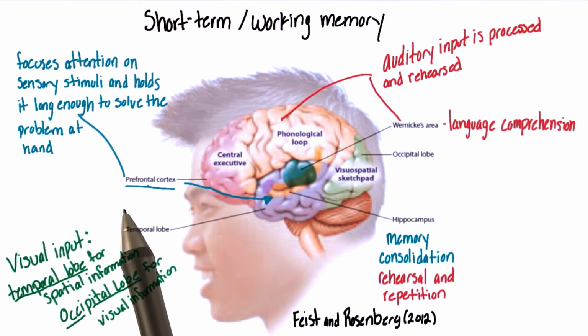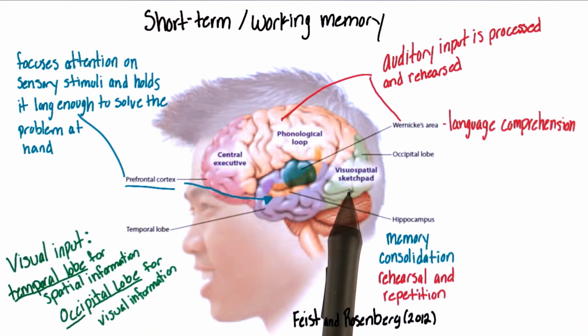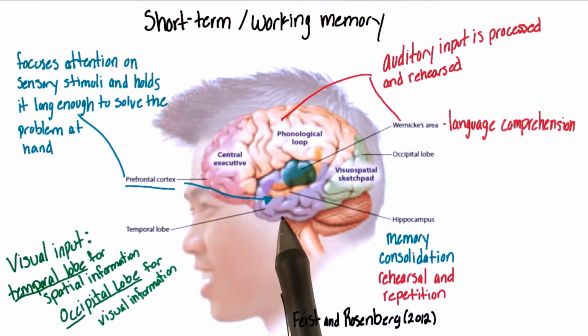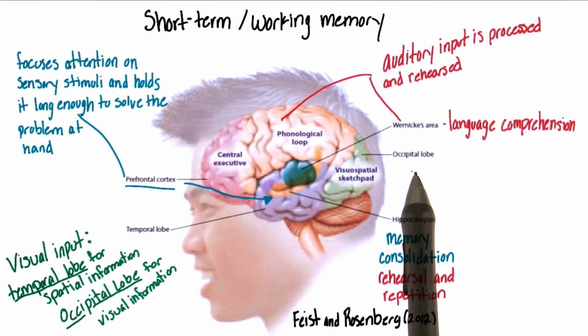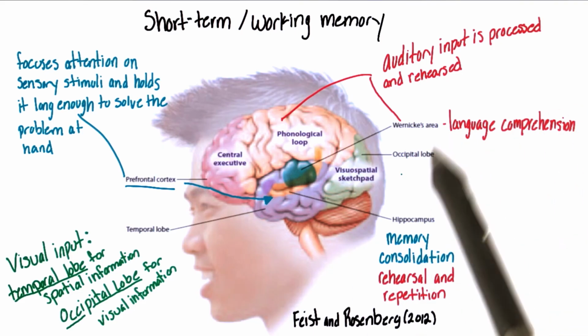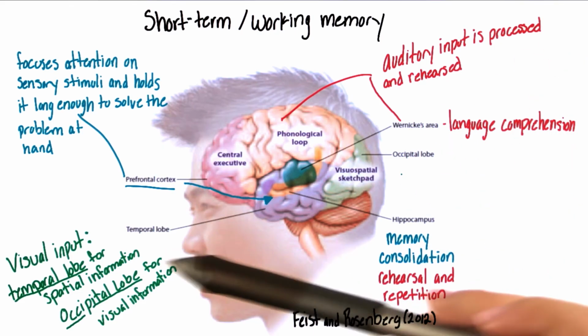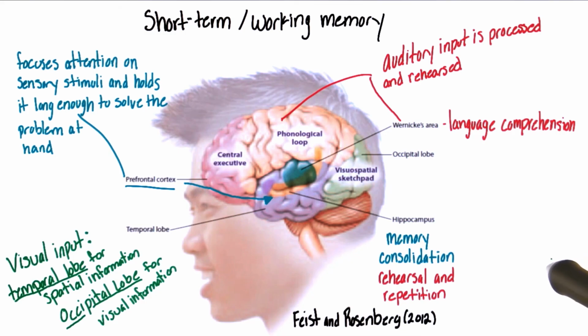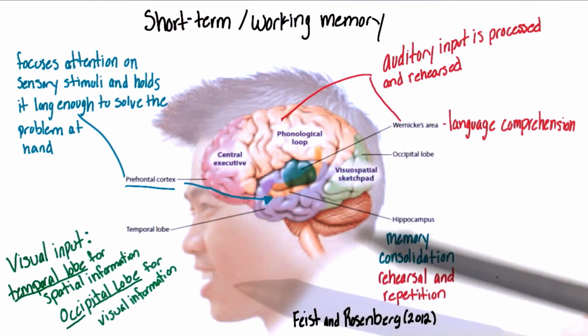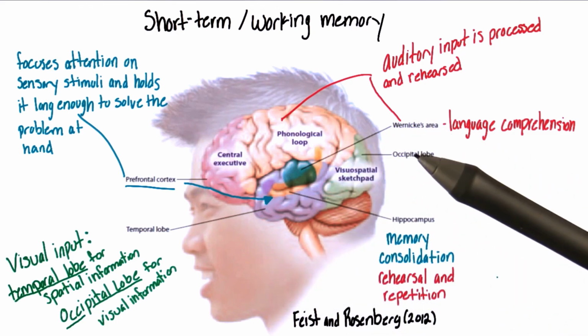As for visual information, in the visuospatial sketchpad, it goes from the prefrontal cortex to the temporal lobes for spatial information, and then to the occipital lobe for visual information. Now we know that our explicit memories are stored in the respective cortex and the area that it was originally processed. Other types of memories, such as implicit memories, are stored in structures of the subcortex, specifically the striatum, amygdala, and cerebellum.